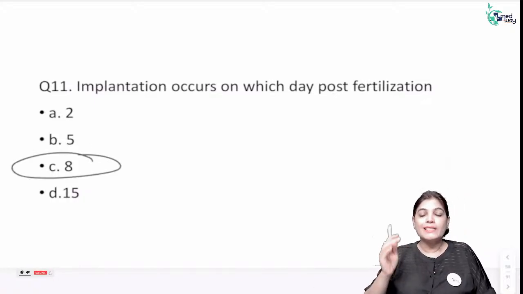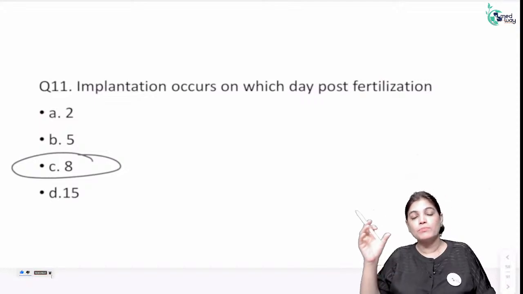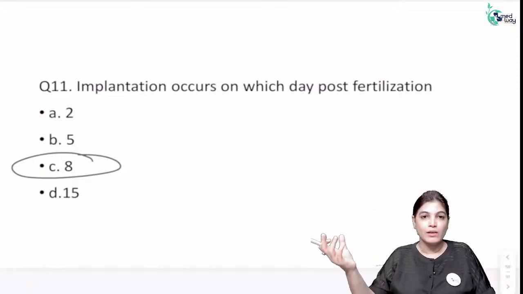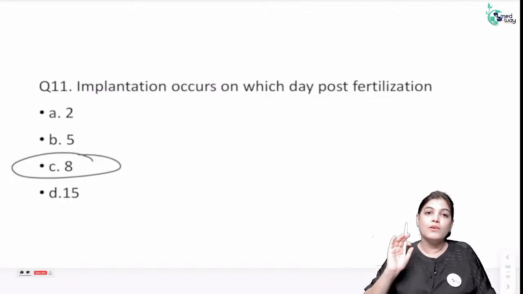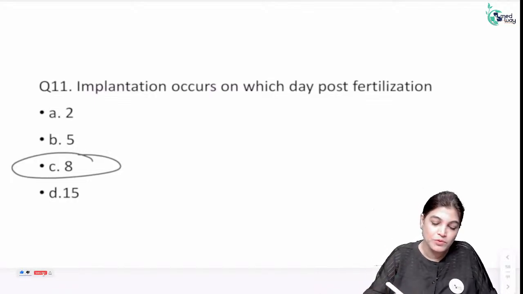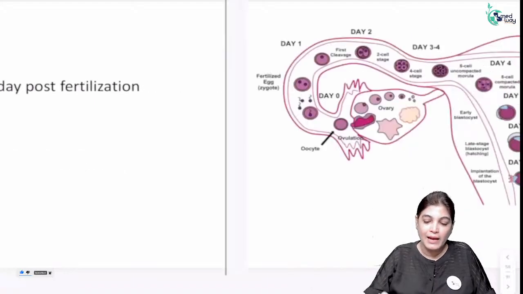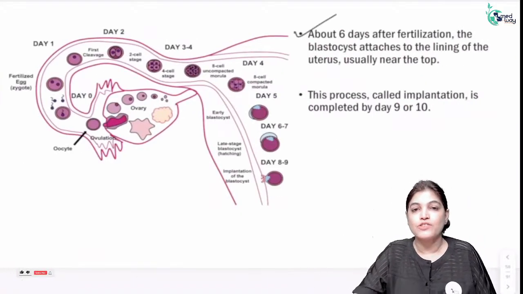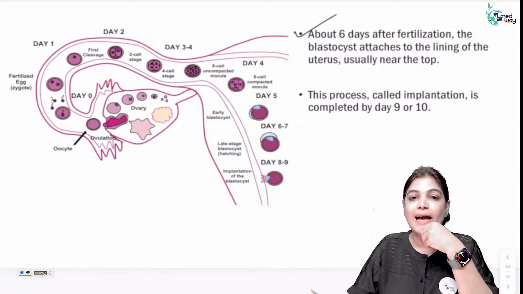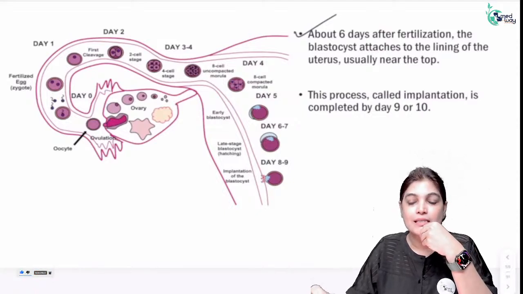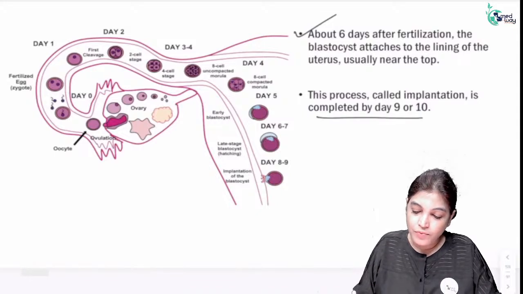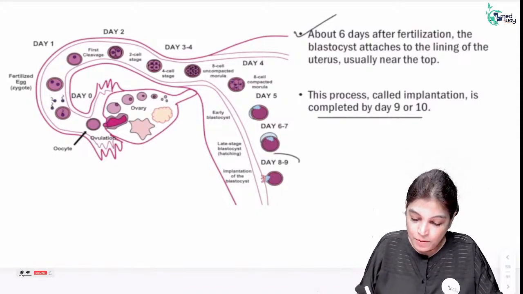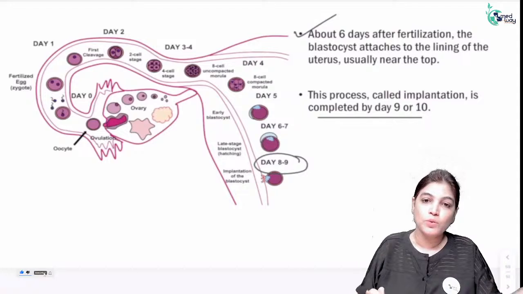Exactly, it happens in a range, and it cannot happen on exactly one day. It will proceed, and 2-3 more days will also be required. But for the options provided, you should definitely go with the 8th day. I will explain why. About the 6th day after fertilization, the blastocyst will attach to the lining of the uterus, and this process of implantation is approximately completed by the 9th to 10th day.